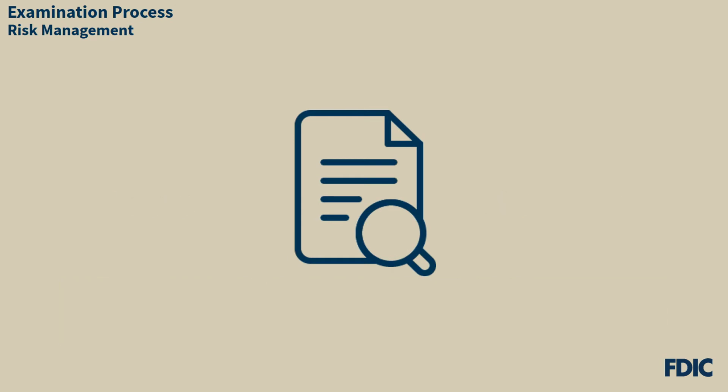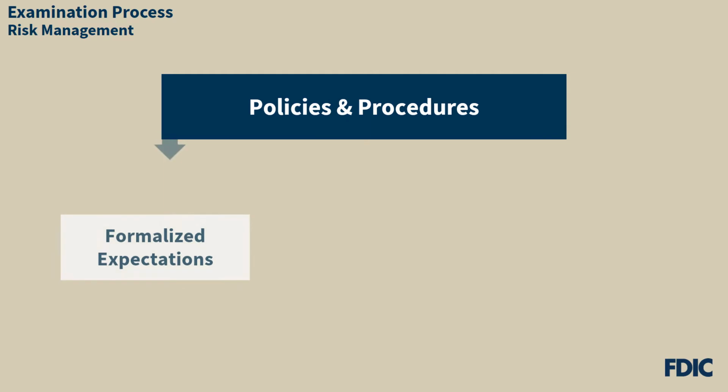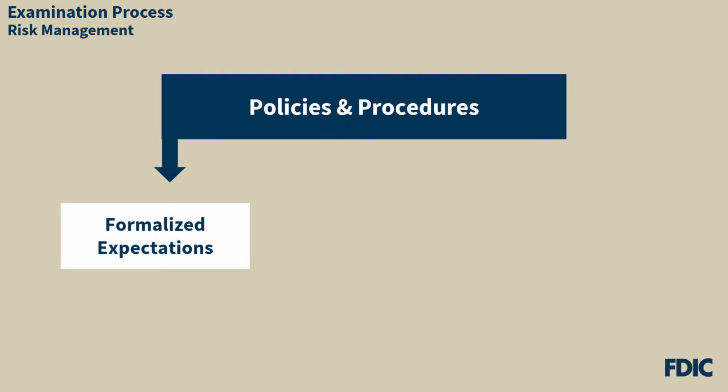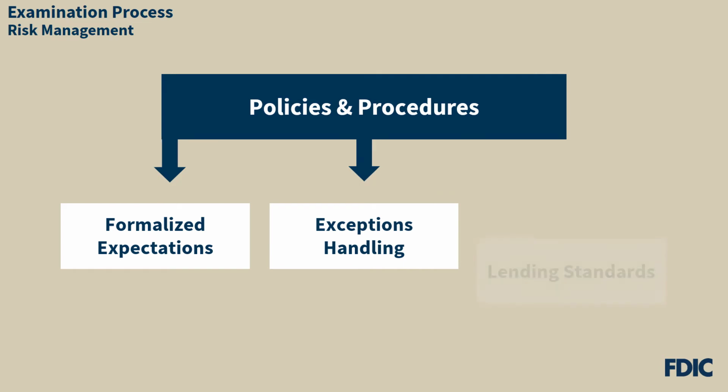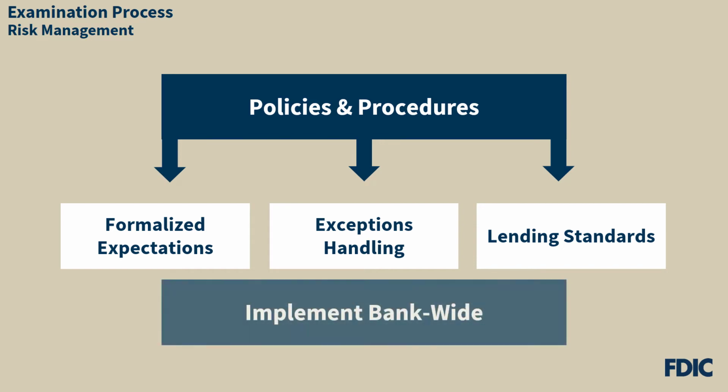For this video, we're going to focus on the lending side since loans make up a larger portion of assets at the majority of banks. To begin, we look at the appropriateness of the policies and procedures. Are the board's expectations and standards formalized, and how are exceptions to the loan policy handled? Have acceptable standards for lending been established, such as debt-to-income or loan-to-value ratios? Are expectations conveyed and implemented bank-wide?